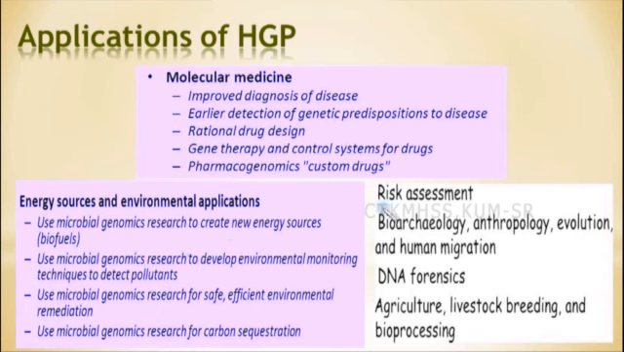In addition to this, there is risk assessment, that is how to manage it. What are all the factors that cause risk? So risk assessment. Then the field of bioarchaeology, anthropology, evolution and human migration. Then DNA forensics, the forensic department. Then agriculture, livestock breeding and bioprocessing. So these all together are the applications of HGP.